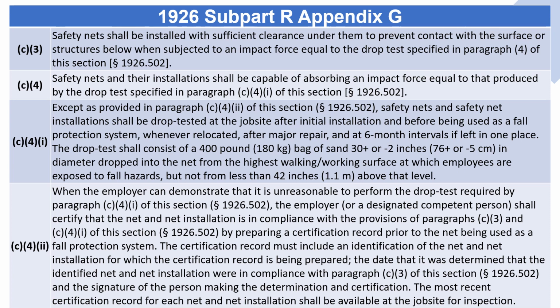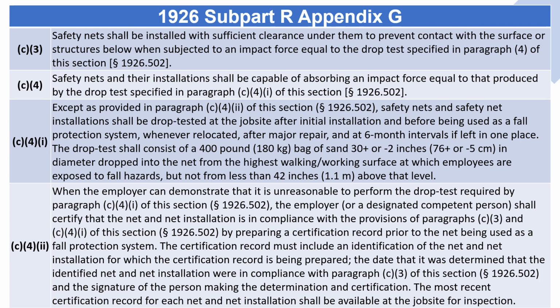C.4. Safety nets and their installation shall be capable of absorbing an impact force equal to that produced by the drop test specified in paragraph C.4(1) of this section, section 1926.502, except as provided in paragraph C.4(2) of this section, section 1926.502. Safety nets and safety net installations shall be drop tested at the job site after initial installation and before being used as a fall protection system, whenever relocated, after major repair, and at 6-month intervals if left in one place.